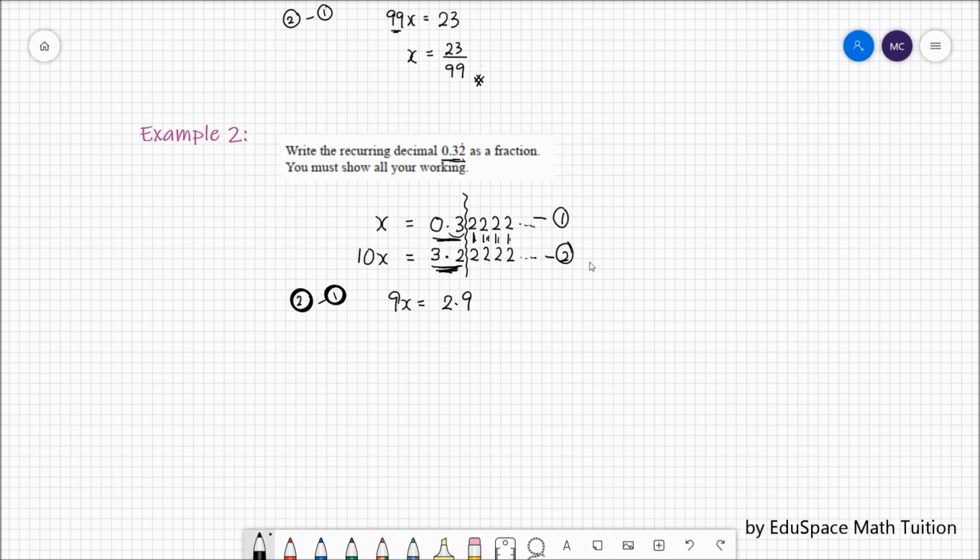So in order to find the x value, I will just have to move my 9 to the right hand side. So I will be getting 2.9 over 9. If you use your calculator to express this 2.9 divided by 9 into the simplest form, you will be getting 29 over 90 as your x, and therefore this 29 over 90 will be the fraction of our recurring decimal of 0.32 with the dot over the 2.